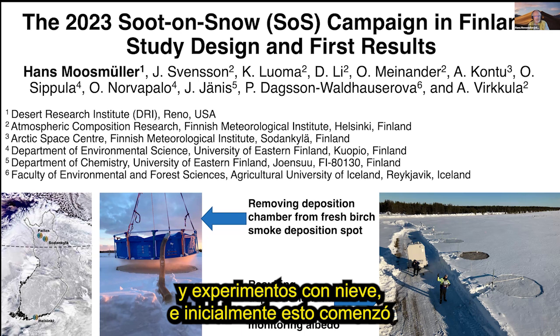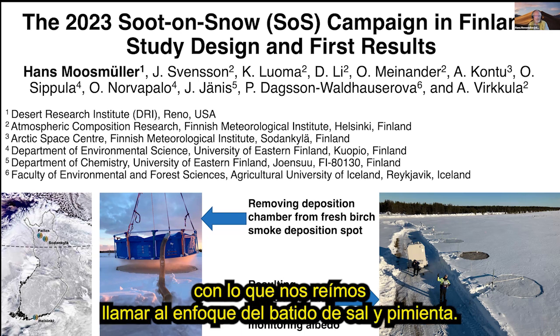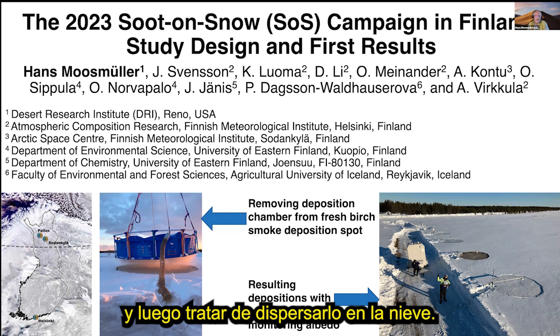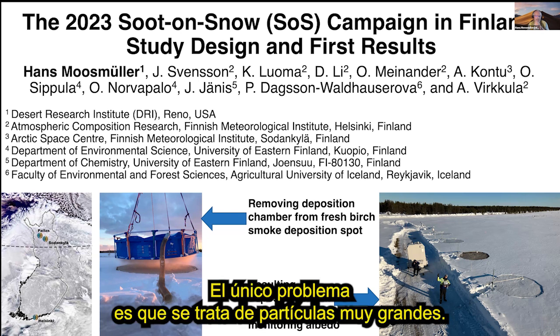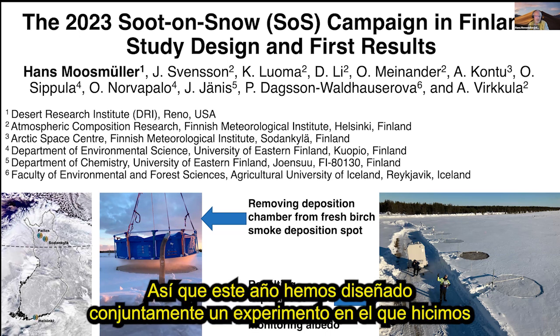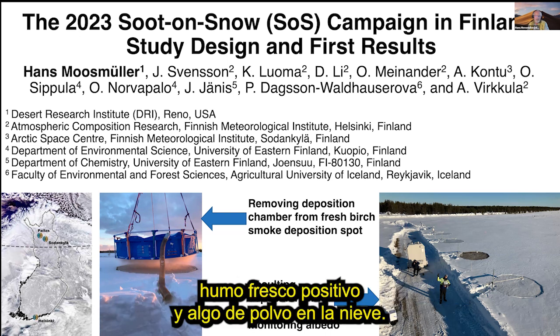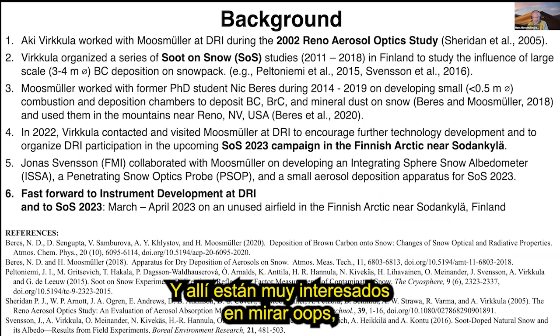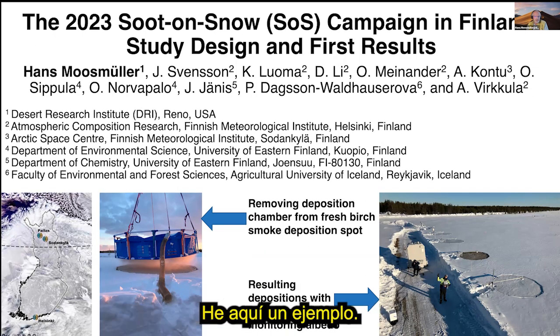Initially they started with what we laughingly called the salt and pepper shaker approach. They would collect black carbon aerosols from chimneys and then try to disperse it on the snow. The only problem with that is that these are very large particles. Normally smoke particles are submicron, and these were much, much larger particles. So this year we designed jointly an experiment where we deposited fresh smoke and some dust on the snow, and they're very interested in looking at snow melt too.